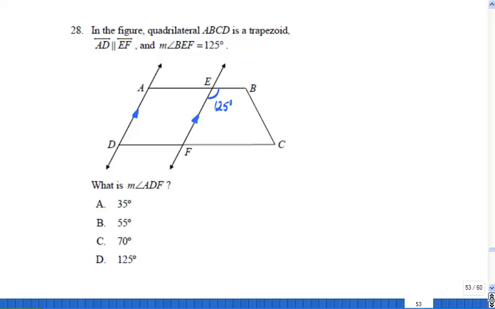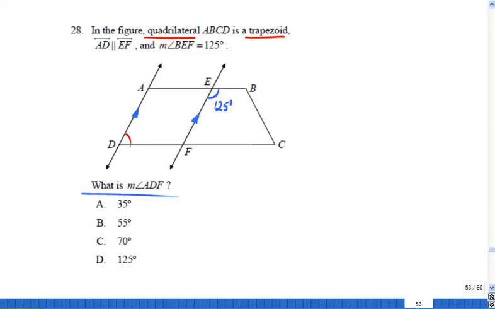Okay, what else is given to me? Nothing. The question for this problem is, what is the measure of angle ADF? ADF is this one right here. Okay, how can we find that? Well, you guys should think about it, right? Geometry, trapezoid. What is the rule? What is the property that makes a quadrilateral a trapezoid? Do you guys remember that?